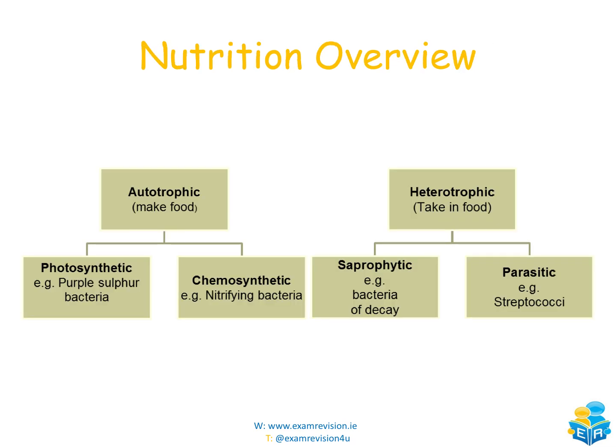So just an overview of bacterial nutrition, we can have autotrophic bacteria. Examples of that would be photosynthetic, so they use light to make their food, or chemosynthetic, which is bacteria that use chemical reactions to make their own food, or heterotrophic bacteria, where we can have saprophytic bacteria, so they're bacteria that live off dead and decaying matter, whereas parasitic bacteria live off a live host.